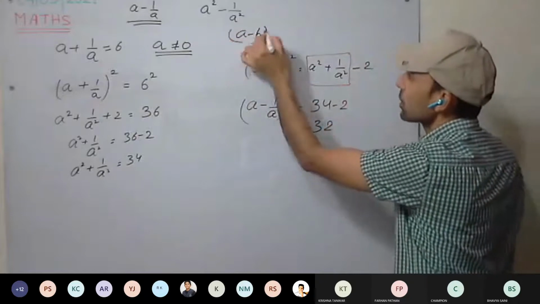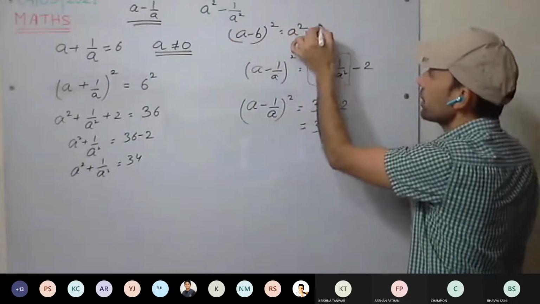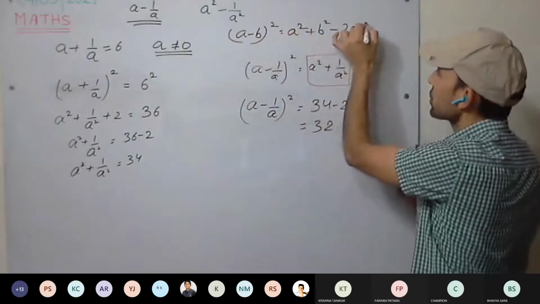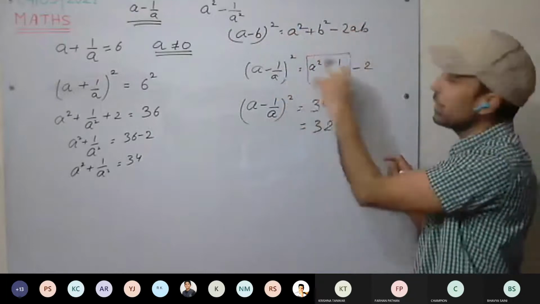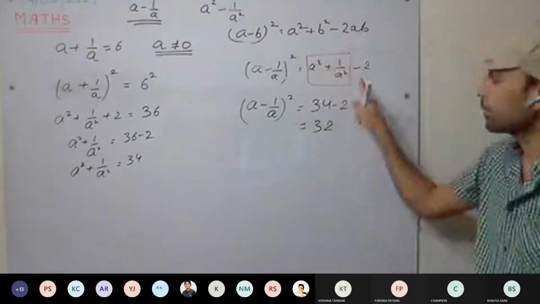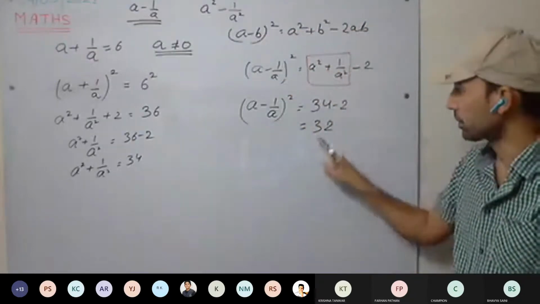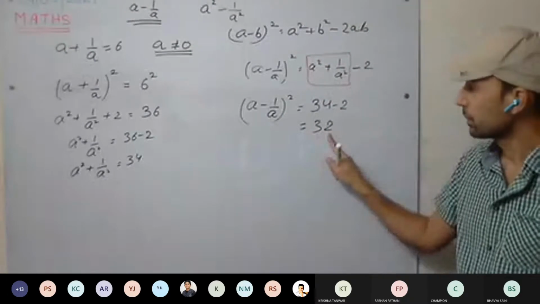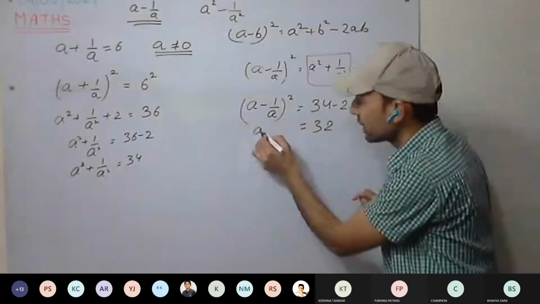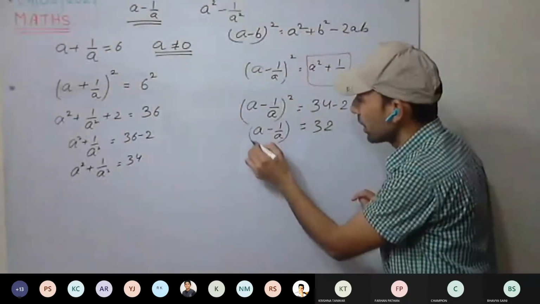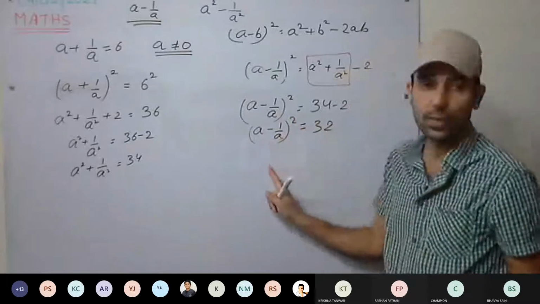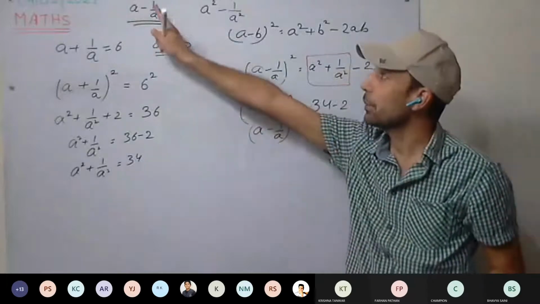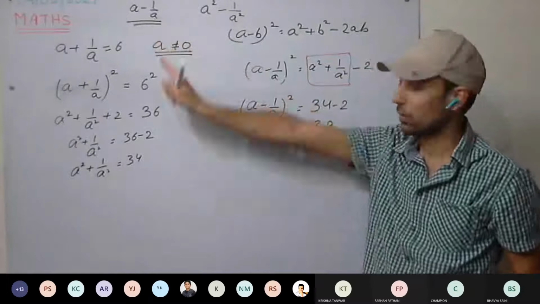Again, same way, by 2 is here. A minus b the whole square, a square plus b square minus 2ab. Here b is 1 upon a, they will get cancelled. And we are getting minus 2, 32. And what is this? A minus 1 upon a, the whole square. And whose value we have to calculate? A minus 1 upon a's value.